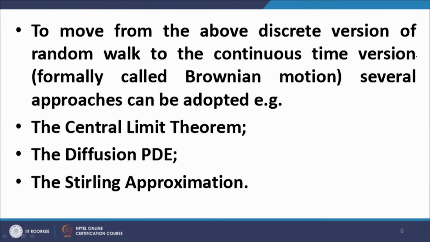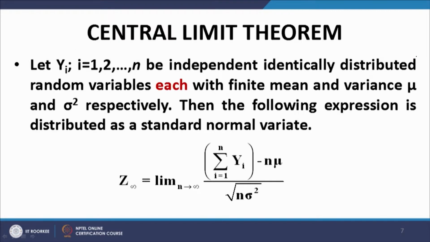So, to move from the above discrete version of the random walk to the continuous time version, normally called Brownian motion, or formally called Brownian motion, several approaches can be adopted. We can use the central limit theorem, we can make use of the diffusion partial differential equation, and we can use the Stirling approximation. I shall confine myself due to paucity of time to the central limit theorem approach. Now, let me first state the central limit theorem. There are many versions of the central limit theorem. I will state here the version that is relevant to us.